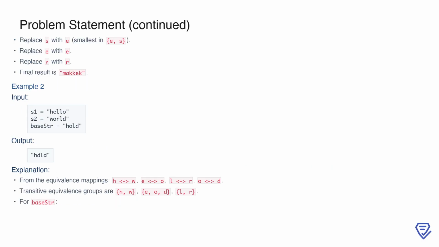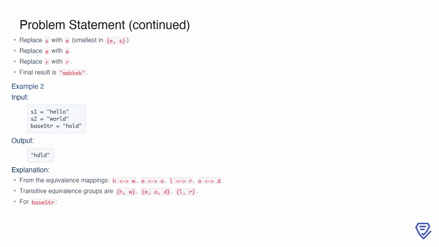Continuing with the first example, we replace S in baseStr with E, the smallest character in the equivalence group {E, S}. The next character, E, remains unchanged because it is already the smallest in its group. Finally, the character R is replaced with itself, as it is the only member of its group, {R}. After processing all characters in baseStr, the resulting string is "makkek", which is the lexicographically smallest equivalent string.